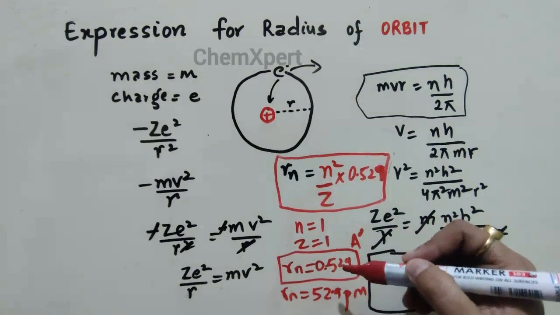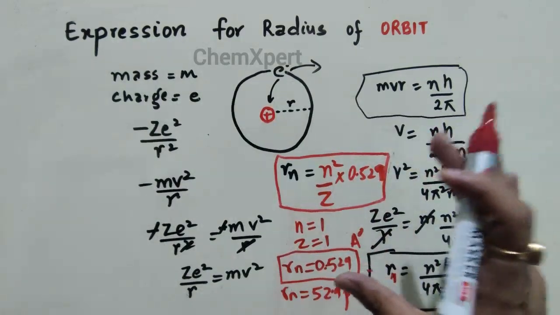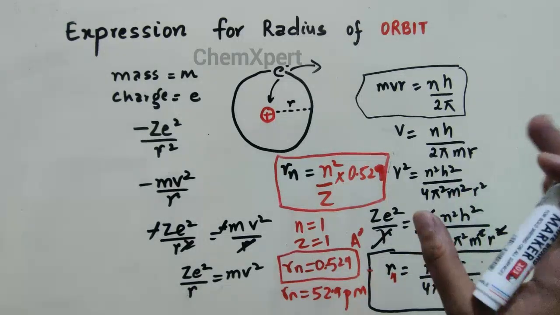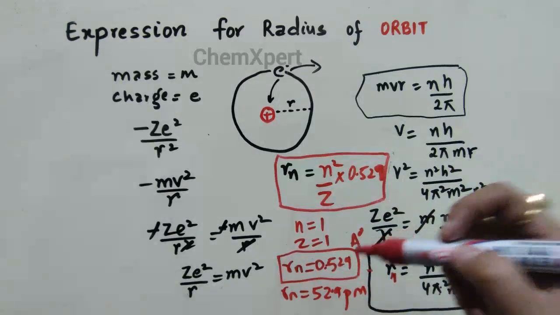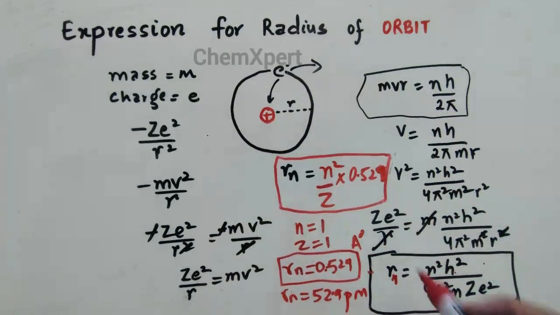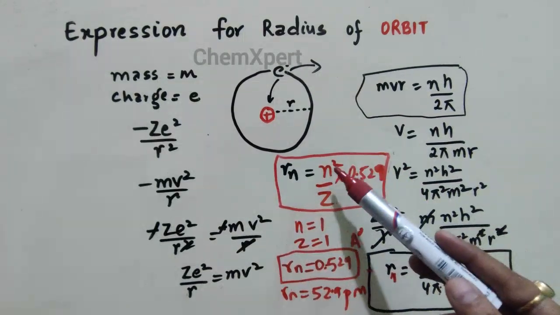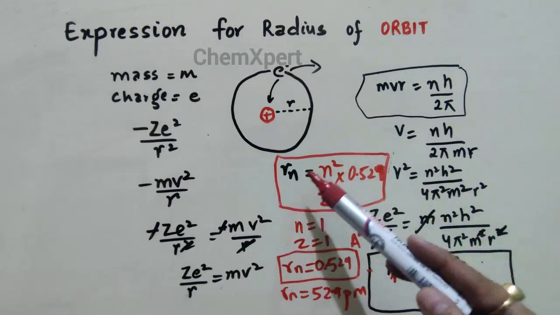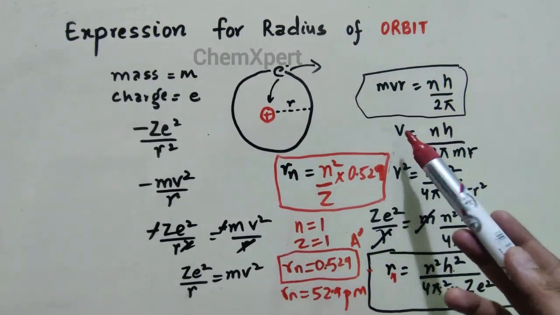So this is the total expression for finding out the radius of an orbit, and this is also known as the Bohr radius. And so we can say the value of n is directly proportional to the radius of the orbit. If n increases, the radius of the orbit also increases.